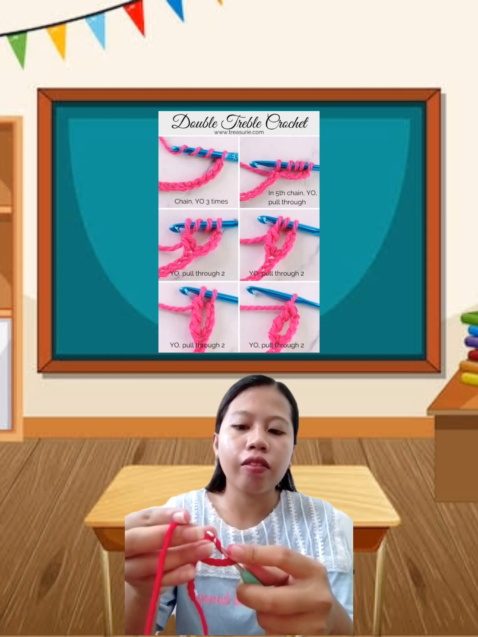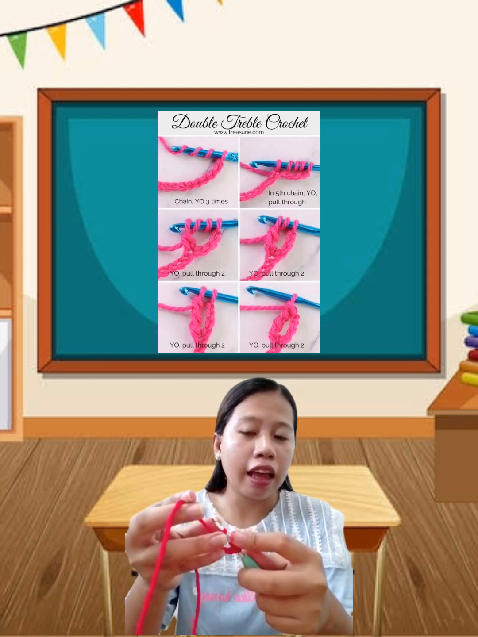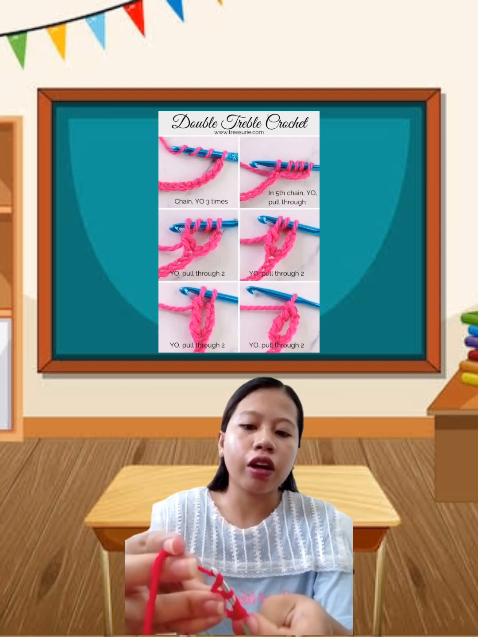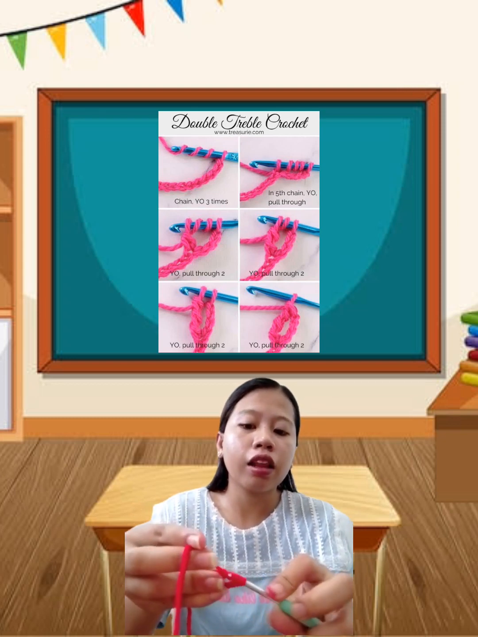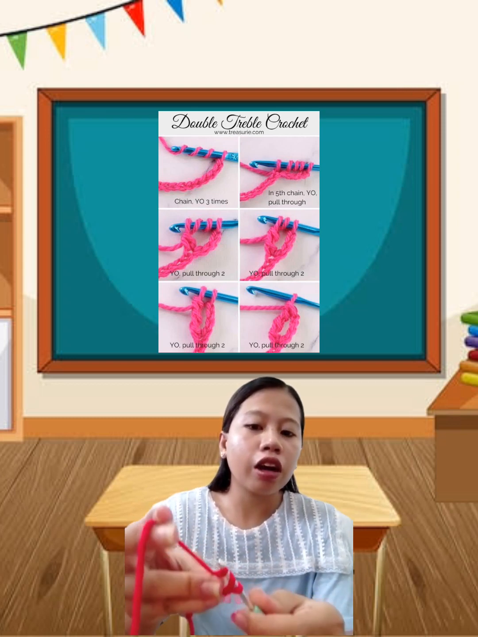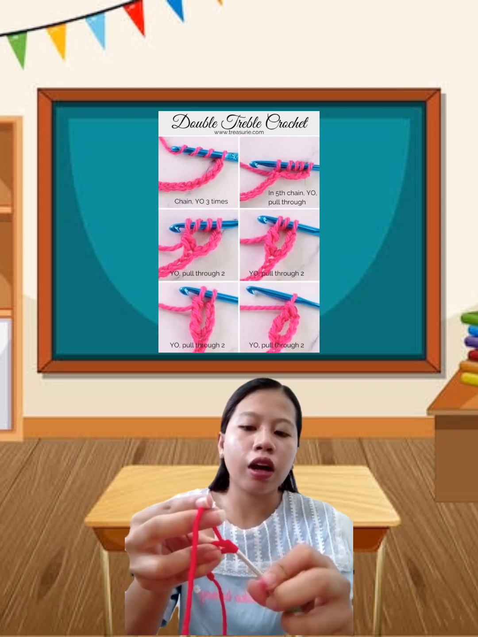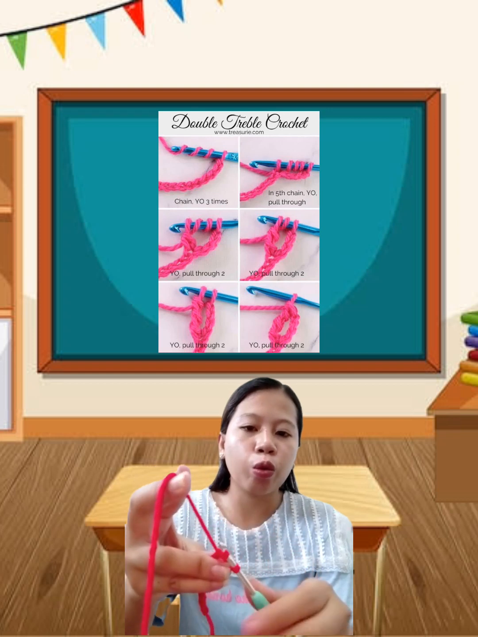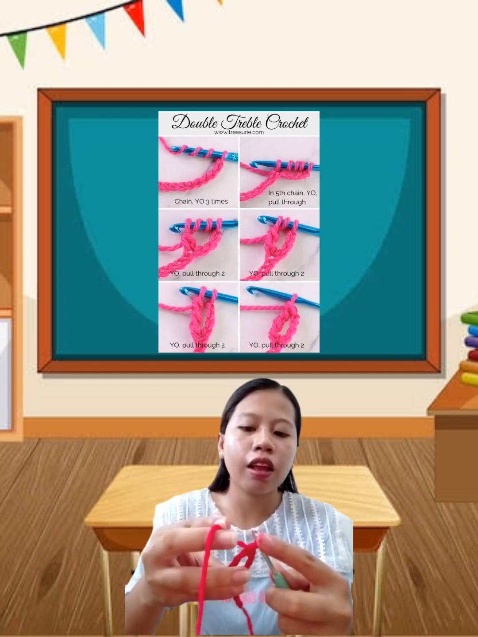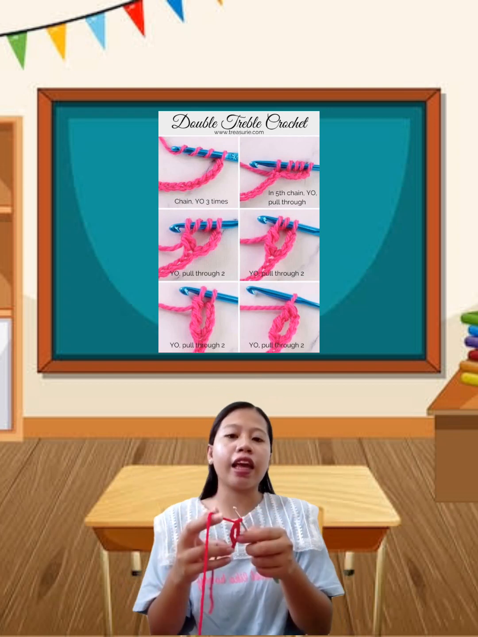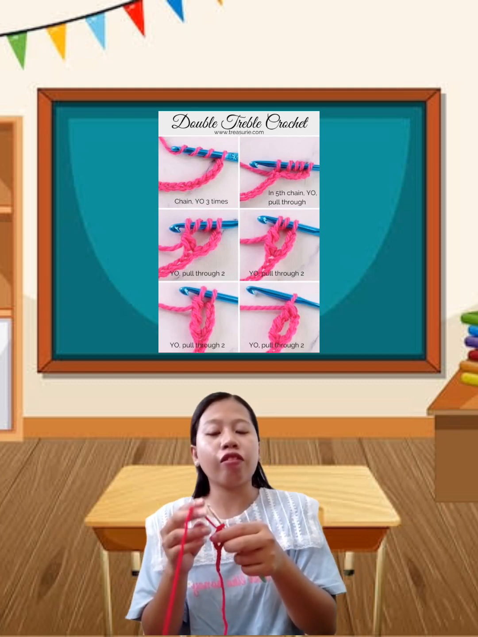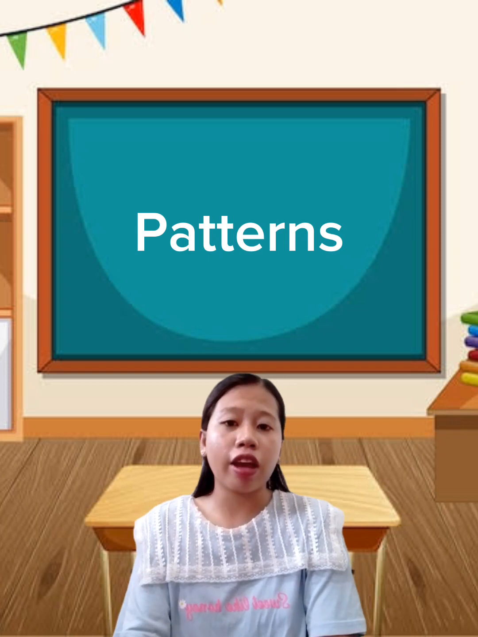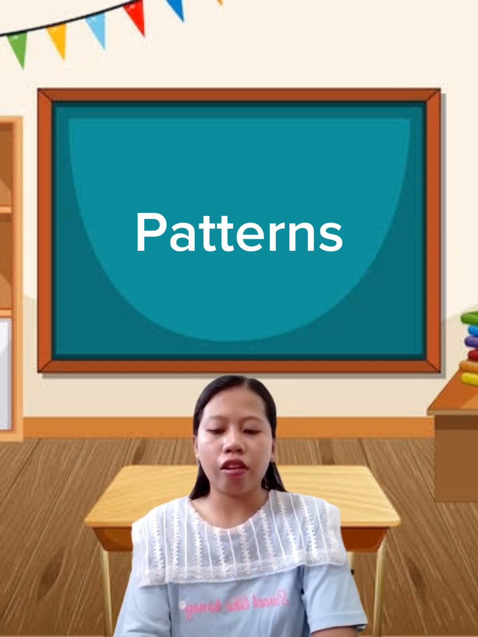Then yarn over again until you pull through all the loops. Yarn over and pull through 2 again. Yarn over and pull through 2 again. Yarn over until you pull through these last 2 loops. And that's how to make double treble crochet.